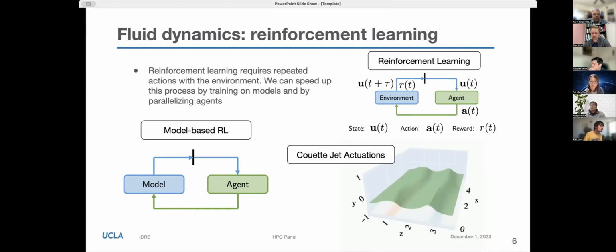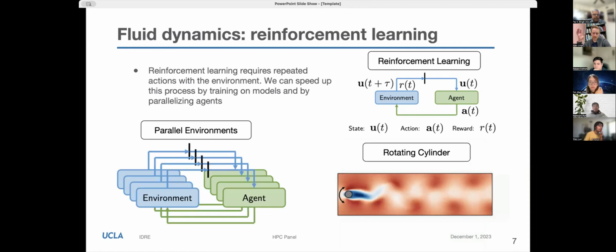The control you're seeing are just some synthetic jet actuators that shoot up and down with the red and blue at the bottom. And this curve that you're seeing is just the streamwise velocity. So when it flattens, that means it's become laminar. So this is one way we can speed up reinforcement learning. And then can you go to the next slide?